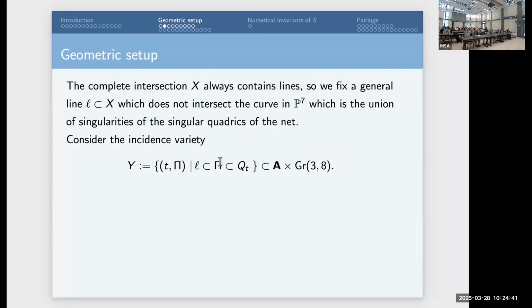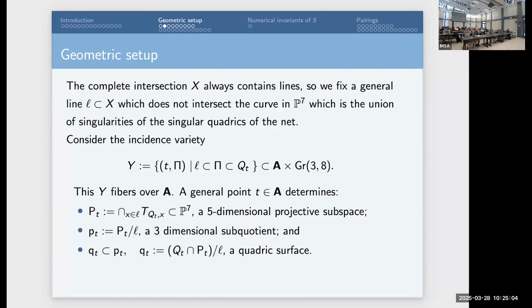We're looking at a set of pairs. Remember, L is one fixed line in P7. We're looking at the plane pi, which is contained in one of the quadrics, containing this line. Because quadrics with planes in P7 are parametrized by the net A, this Y is a fibration over A, plus projection from this line.